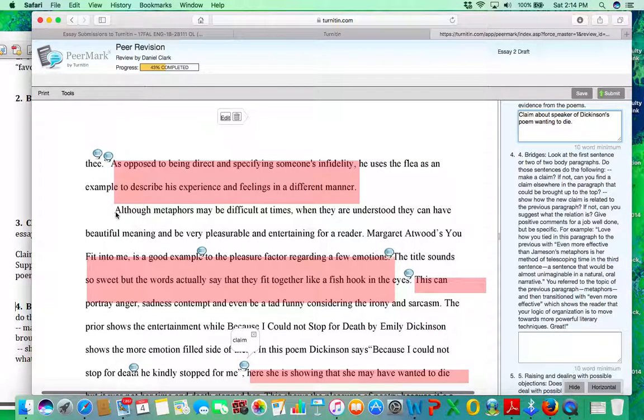About that a little. It should refer us back to the previous paragraph, tell us what we're about to talk about, and show the relationship between those two things. And this is a good example of that.